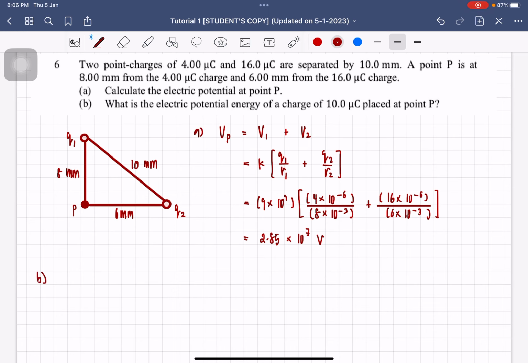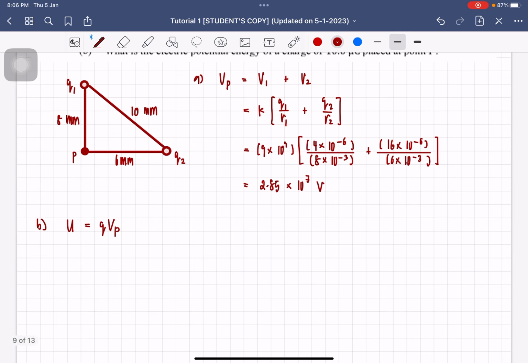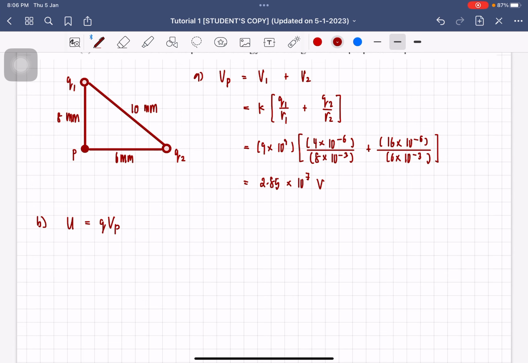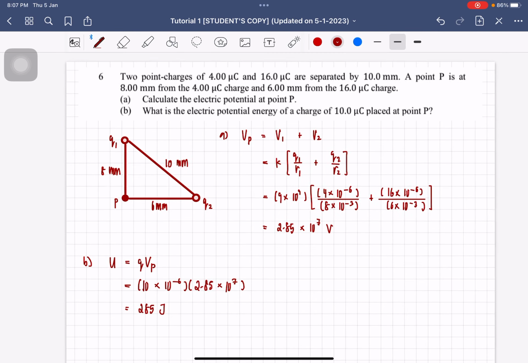Question B, we have to calculate the electric potential energy, that is U, of a charge placed at point P. So we know that electric potential energy is QV. This is going to be at point P, because the charge is placed at point P, so the electric potential will be equal to the electric potential at that point. So this is going to be 10 times 10 to the power of negative 6, times 2.85 times 10 to the power of 7. This is equal to 285 joule. So that is question number 6.